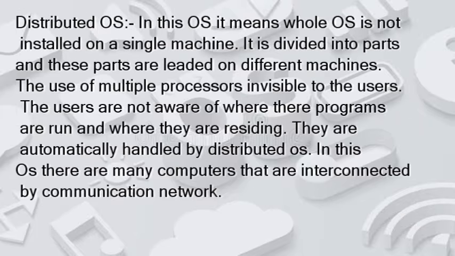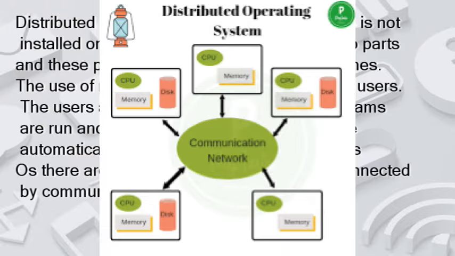Next type of operating system that we have is the distributed operating system. In this operating system, the whole operating system is not installed on a single machine. It is divided into parts and these parts are loaded on different machines. The use of multiprocessors is visible to the users. The users are not aware of where the programs are run and where they are residing. So they are automatically handled by the operating system.